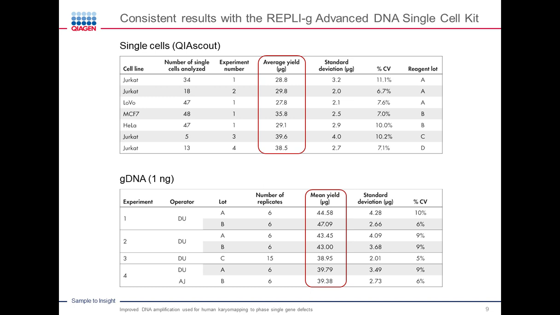We also went through and used genomic DNA as a standard. So here we see a similar experiment where we have several different technicians going through and starting with 1 nanogram of genomic DNA, different lots of our REPLI-g Advanced kits. And you can see the mean yield that we get here is somewhere between 35 to 45 micrograms of amplified genomic DNA.